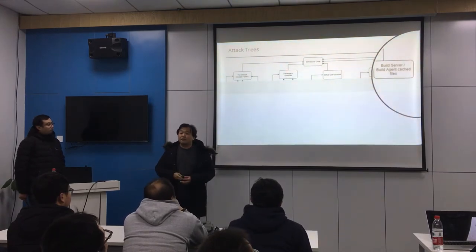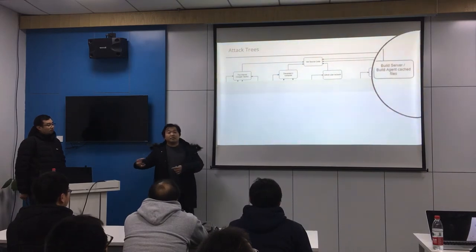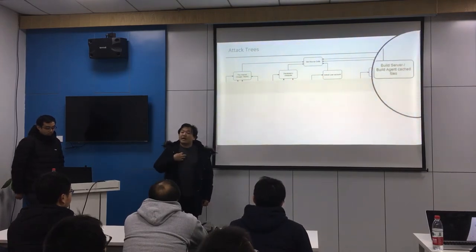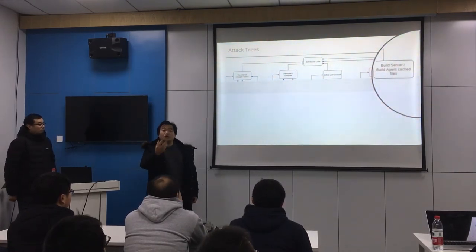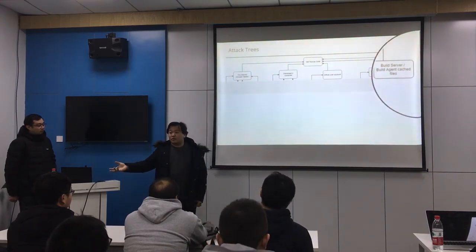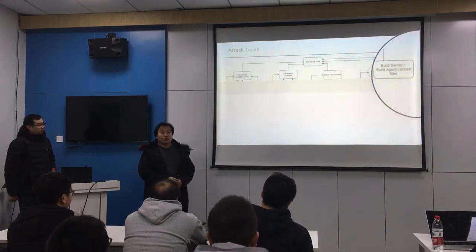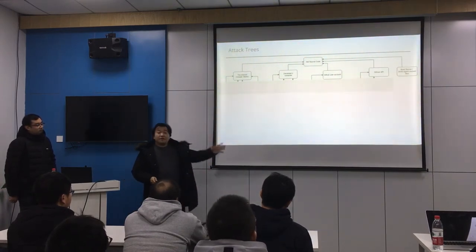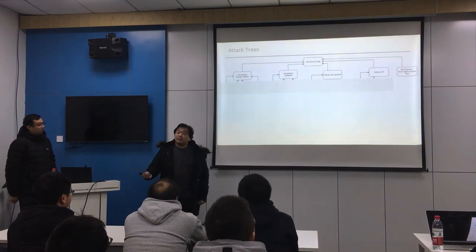Because usually you would have Jenkins or CircleCI, and that's the machine that compiles and does tests on your code. That means the code would live there. That means an attacker might not need to attack the source code repository or the developer's computer. They can just attack the build server or a build agent to get access to your code. That's just an example.